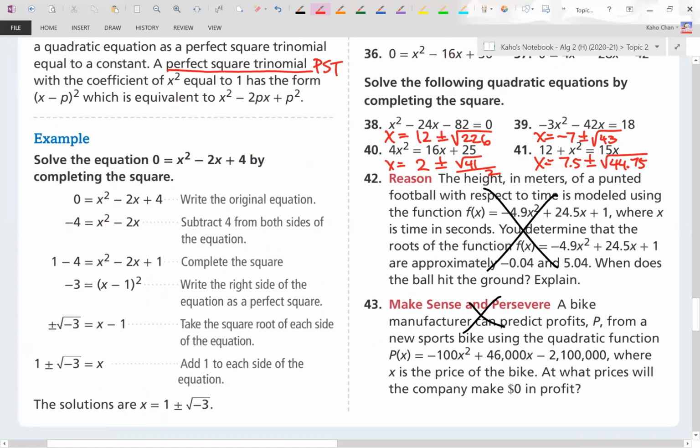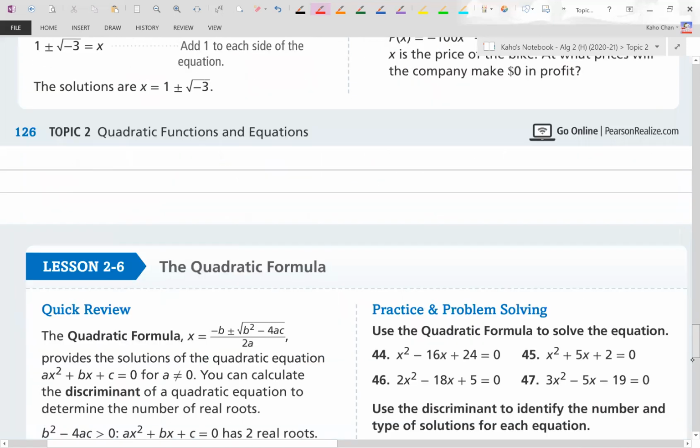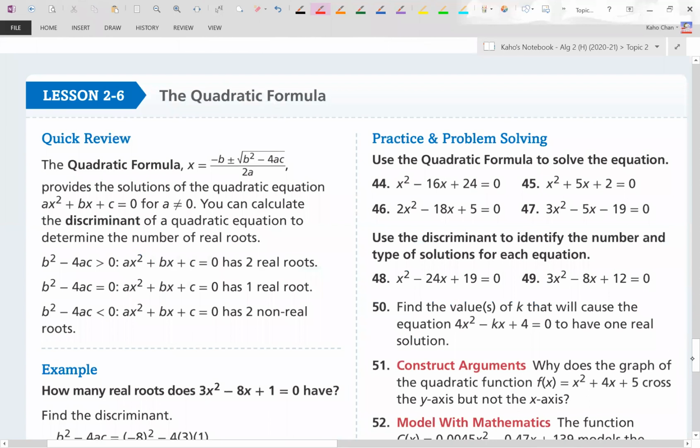2-6. Yay! We're going to do something familiar. The quadratic formula. During the lesson, it was proven to you where that formula came from. You had to use completing the square with a generic ax squared plus bx plus c. And when you complete the square with that, you will eventually get this particular formula: negative b plus or minus square root of b squared minus 4ac all over 2a.